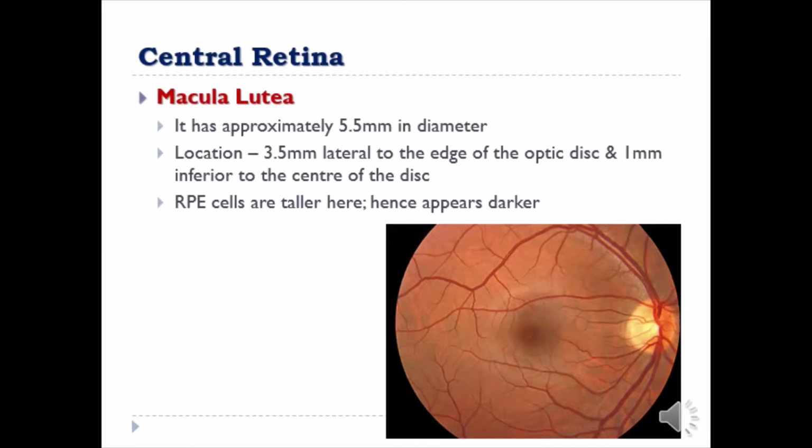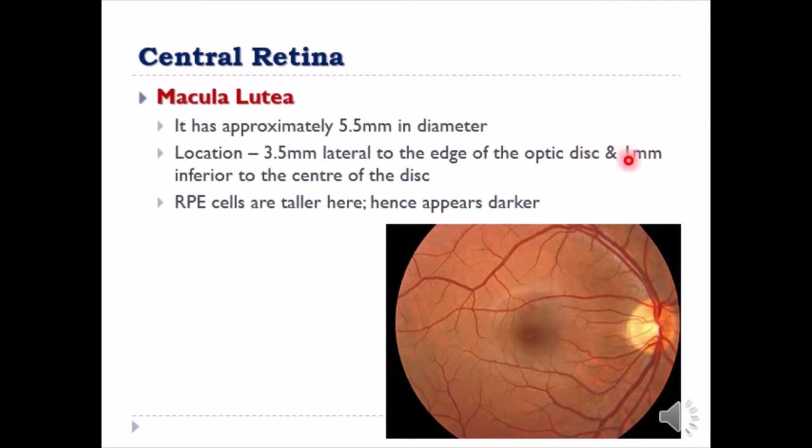Right, so in this slide we'll discuss a bit more about the macula. As I discussed in the previous slide, the macular area is the brownish central area. We also need to remember its dimension. It is approximately 5.5 millimeter in diameter, and it is located 3.5 millimeter lateral to the edge of the optic disc. So from the edge of the optic disc to the edge of the macula, that is around 3.5 millimeter.